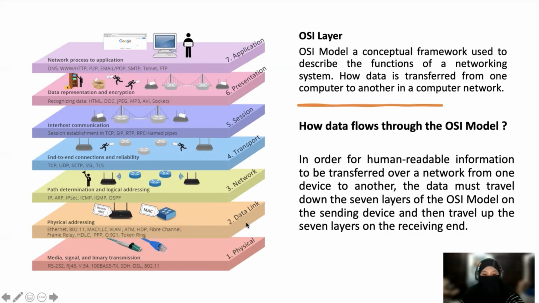Second is the data link layer. Third is the network layer. Fourth is the transport layer. Fifth is the session layer. Sixth is the presentation layer, and the last one is the application layer. So in this study, we are going to explain from the 7th layer to the first layer.